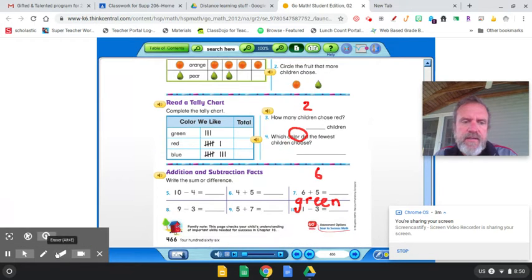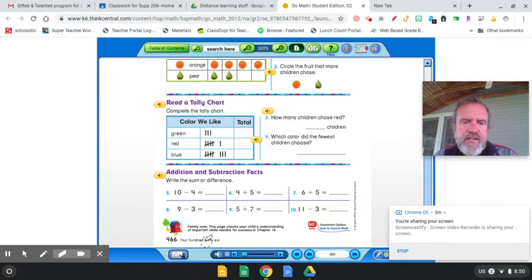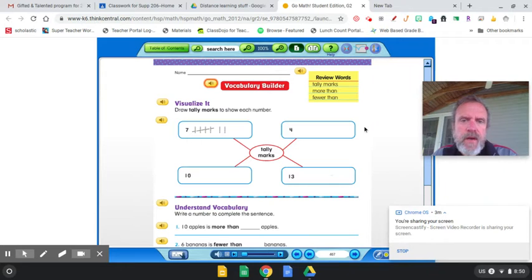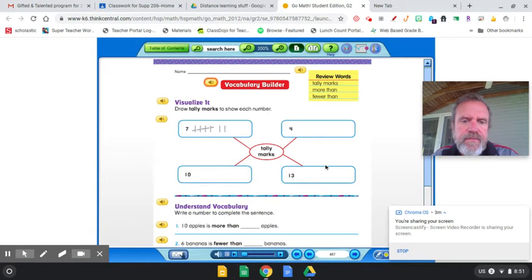Now I want to erase these. These are just addition and subtraction facts. You can do those on your own. Up here, we have just practice drawing our tally marks. Again, you can do this on your own.